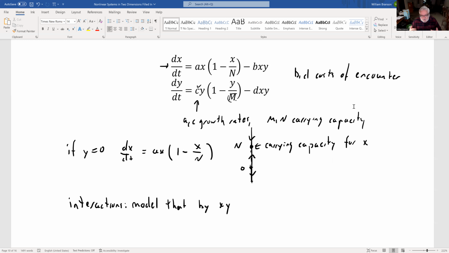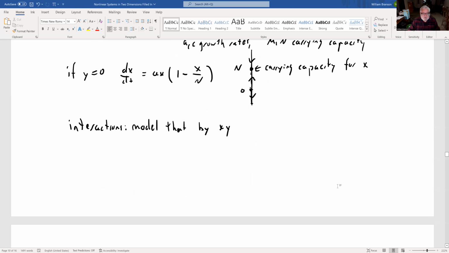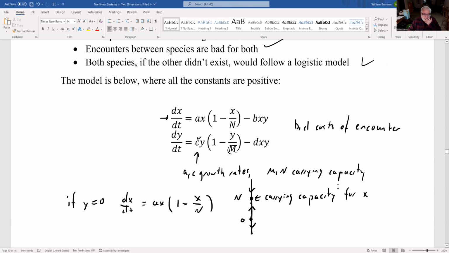And then b and d are the costs of the encounters. B is how much it costs the X animals, is the rate of change for the X animals when they meet the Y animals. D is the rate of change for the Y animals. And we're assuming A, C, N, and M, B, and D are all positive numbers. And so that's what the model is. Basically, you have two animals, each of which have their own natural population, but they compete with each other, and so encounters between them are bad for both.